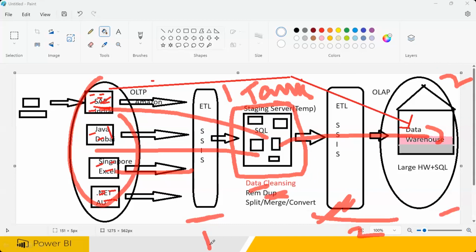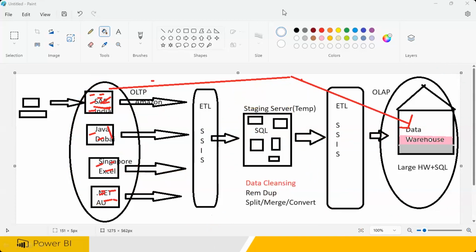So staging is also one more drum or tank. Initial water will get deposited. Initial data will get deposited. The cleaning process is going to happen over there. Am I clear? So this is what you have to understand, guys. Did you understand clearly? So what is SSIS?